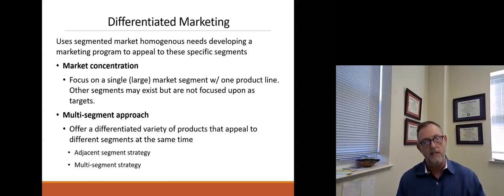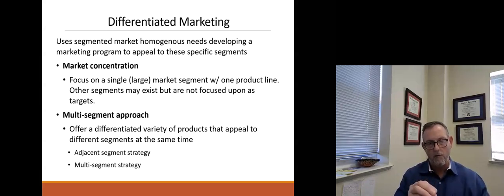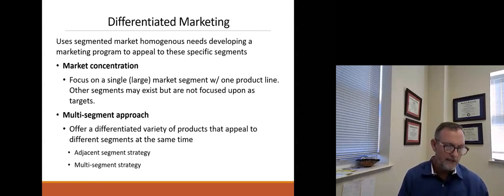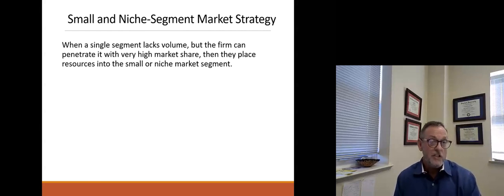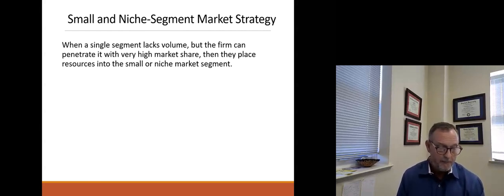Okay, the second approach to this is using a multi-segment design where instead of one large segment, we choose 2 or 3 or 4 smaller segments, and we do a multi-segment approach. And sometimes this is an adjacent segment strategy. That's one of the terms that we'd use, but it's multi-segmenting, and that'd be kind of the thought there. Right, the next level up is when we take a small or a niche segment marketing strategy.